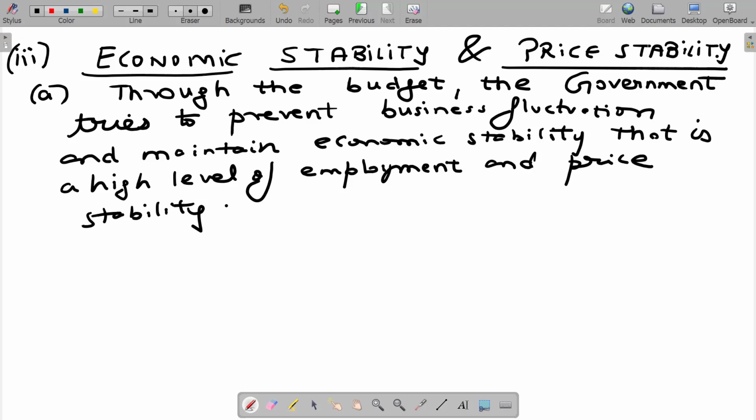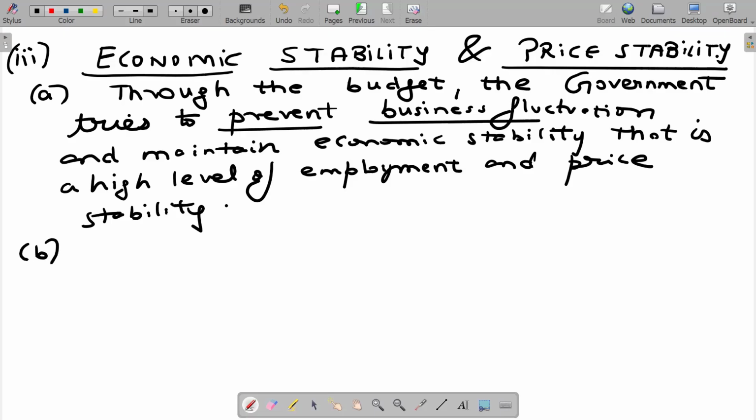Okay, so the government uses the budget to avoid business fluctuations, because when businesses are doing very well, jobs are created in the economy. When businesses start doing bad, then people lose jobs in the economy. So business fluctuation should not happen, because business fluctuations can affect employment, and that can affect your prices. Remember, in macroeconomics, variables are often interconnected with each other. So the government through the budget aims to avoid business fluctuations so that there is high level of employment and prices are pretty much stable.